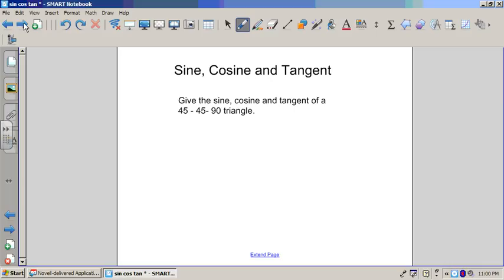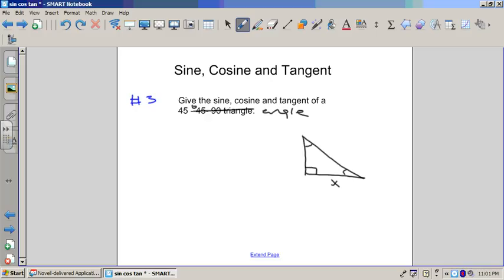And finally, problem number 3, give the sine, cosine, and tangent of a 45-45-90 triangle. A 45-45-90 triangle is an isosceles right triangle. So I guess I should have said, let's try that again, of a 45-degree angle. Now I've got a 45-45-90 degree triangle. Let's say this side is x. Pause your video and see if you can give me the sine, cosine, and tangent.